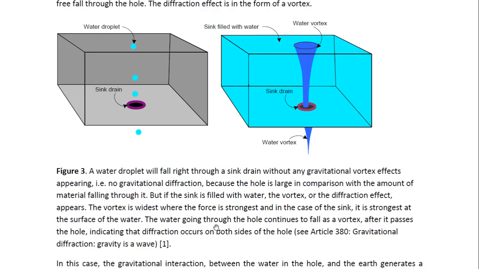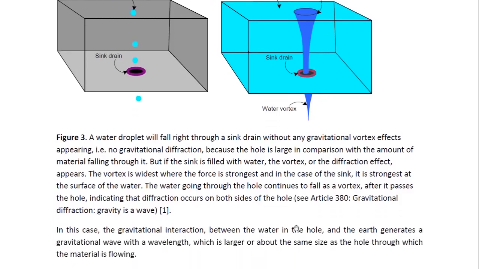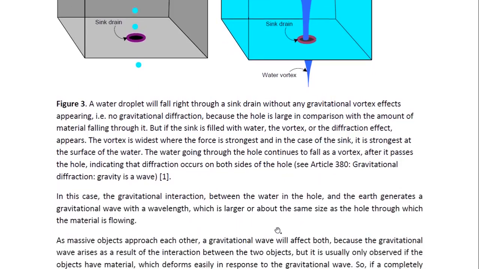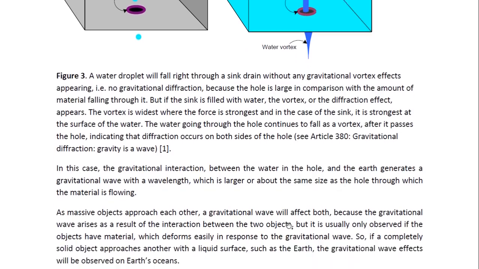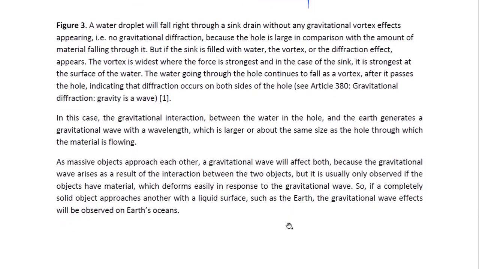And the water going through the hole continues to fall as a vortex after it passes the hole, indicating that diffraction occurs on both sides of the hole, the top and the bottom, just like it does with light. In this case, the gravitational interaction between the water in the hole, the water above the hole, and the Earth generates a gravitational wave with a wavelength which is larger or about the same size as the hole through which the material is flowing. That's why we have diffraction effects, exactly the same as with light.